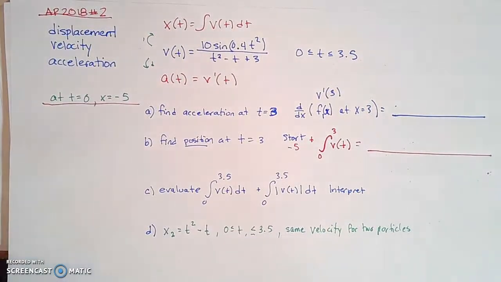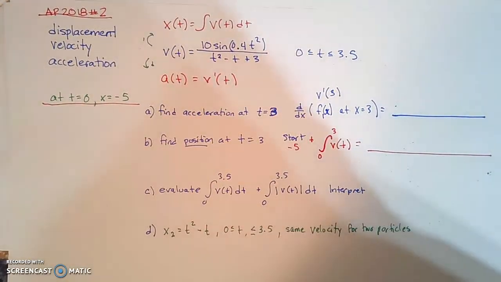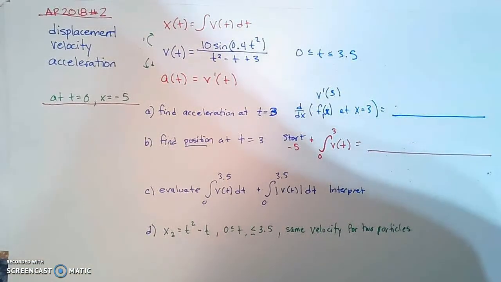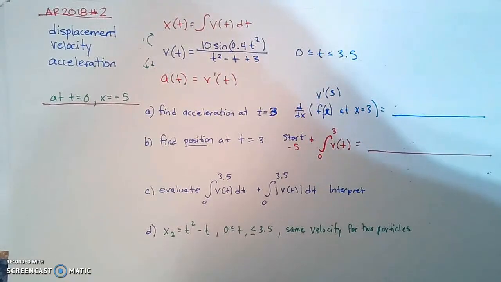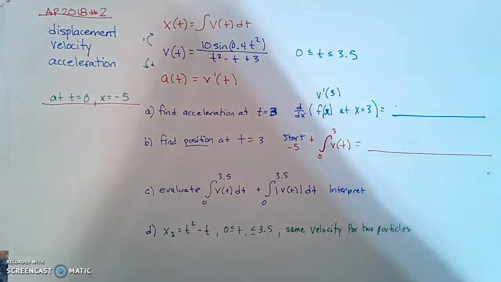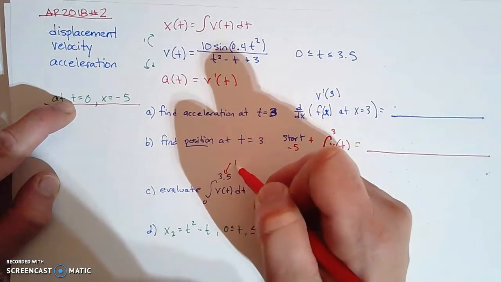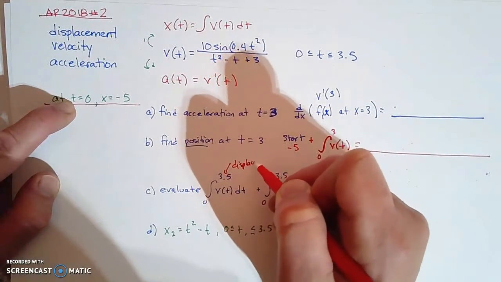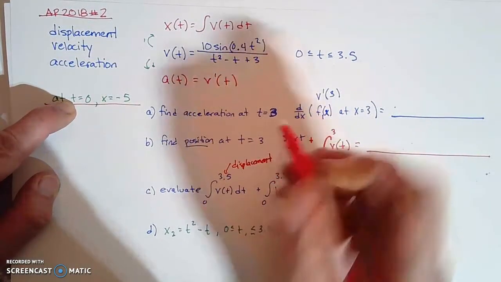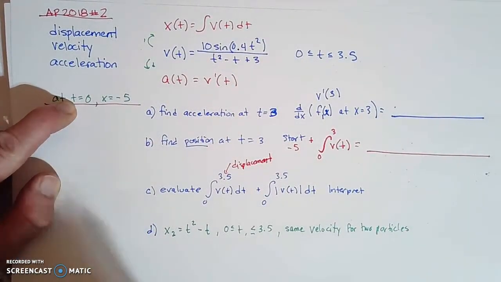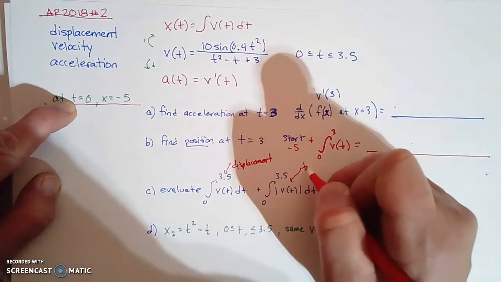And the next part of the problem says evaluate the integral from 0 to 3.5 of v sub t and the integral from 0 to 3.5 of the absolute value of v sub t and interpret. Well, it's really easy to interpret when they ask for things like this. This value is the displacement. It just means how far it's moved over that time. And absolute value is total distance traveled.